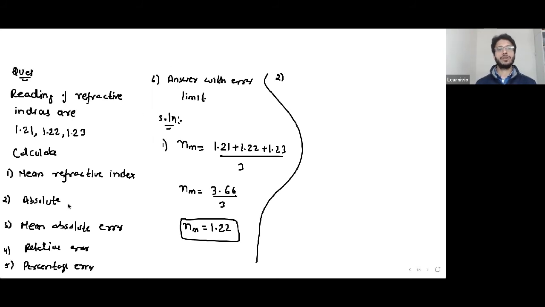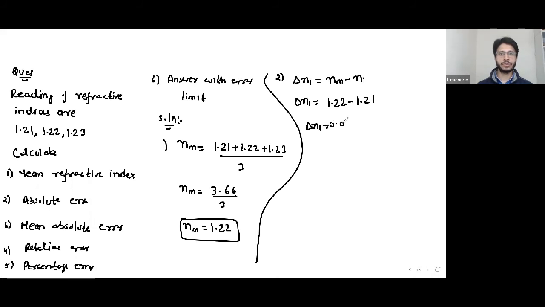The second is absolute error. The absolute error is this, delta n1. Absolute error is mean value minus n1. It's mean value minus the first value. Mean value is this 1.22 minus n1, that's 1.21. So delta n1 is 0.01. Is it clear, these first two parts? Fatma, Sania? Yes, sir. Yes, sir.